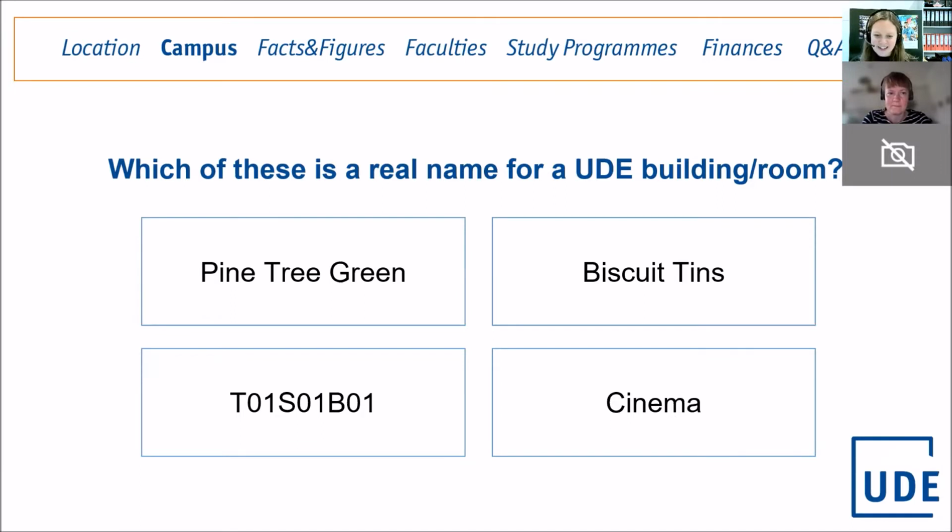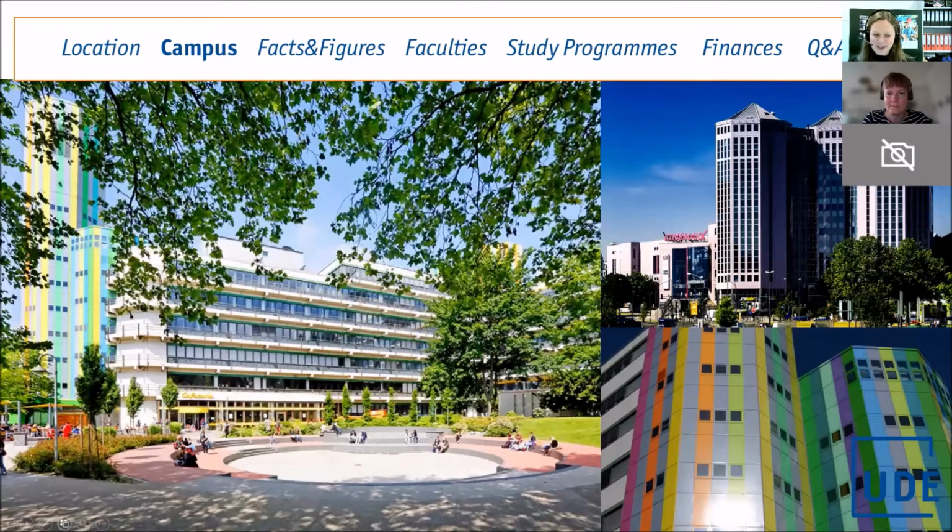You're not wrong. The answer is, in fact, all of them. They're all real names of buildings. So if we have a look at the Pine Tree Green, you can see on this page a collage of photos from the campus in Essen. The building that we're looking at here is the T building. It's really the T building, but it's also called Tannengrün, which would translate to the Pine Tree Green building.